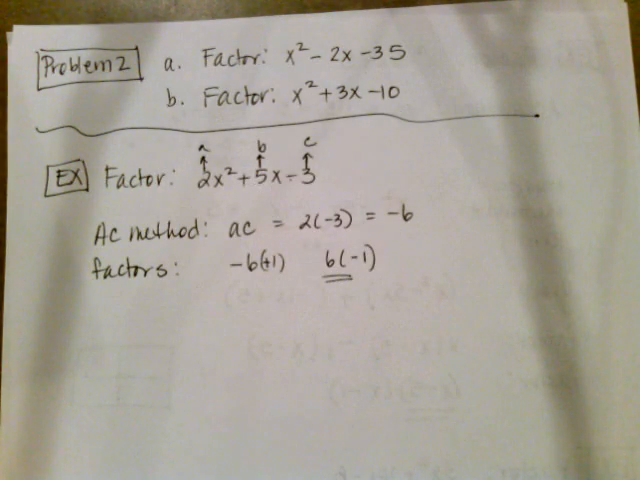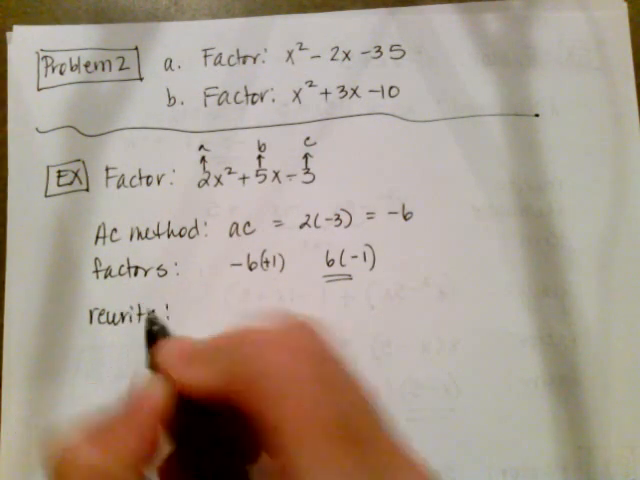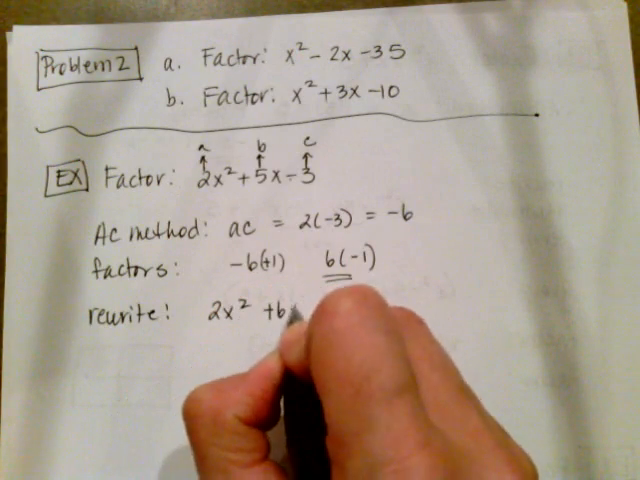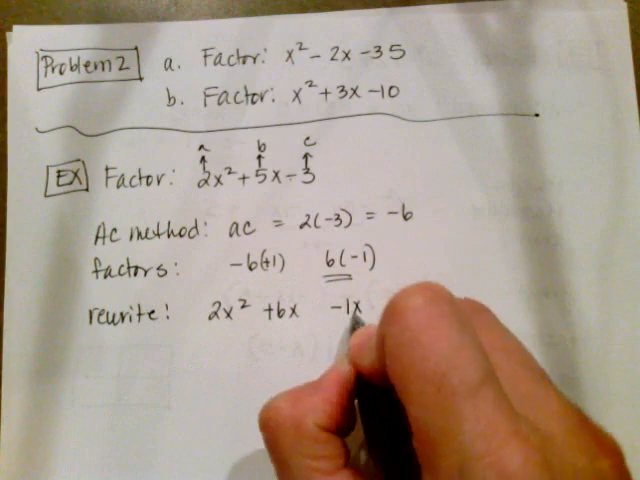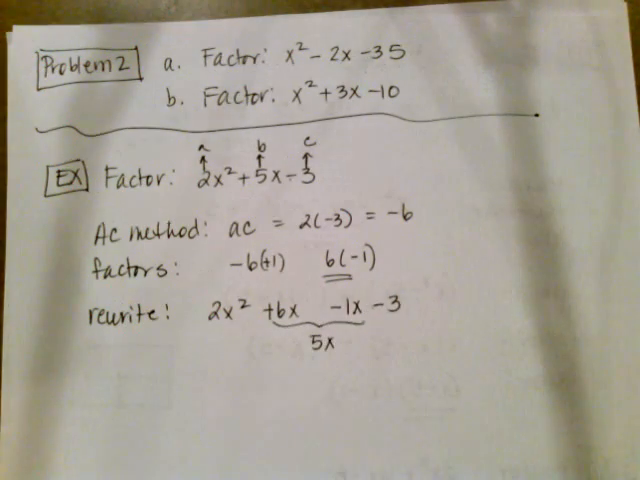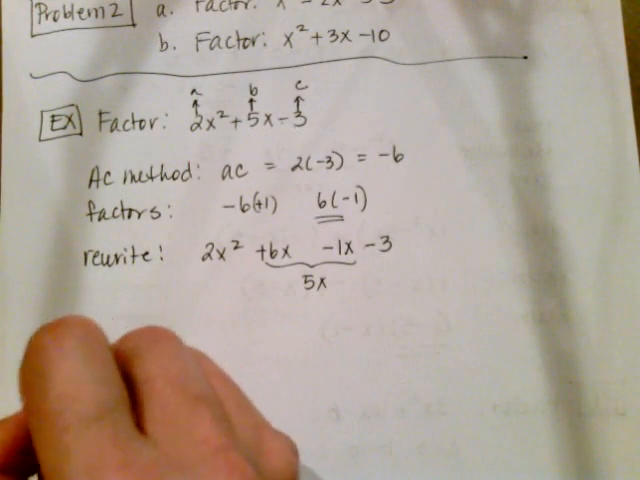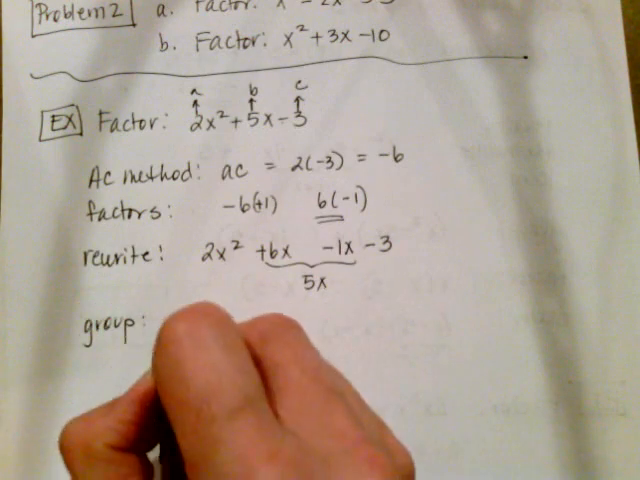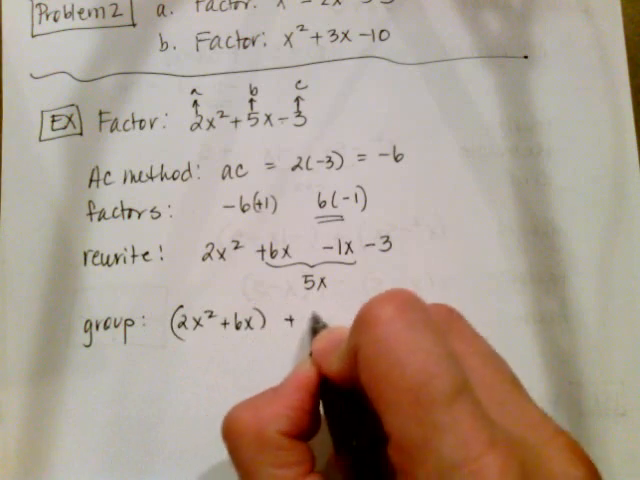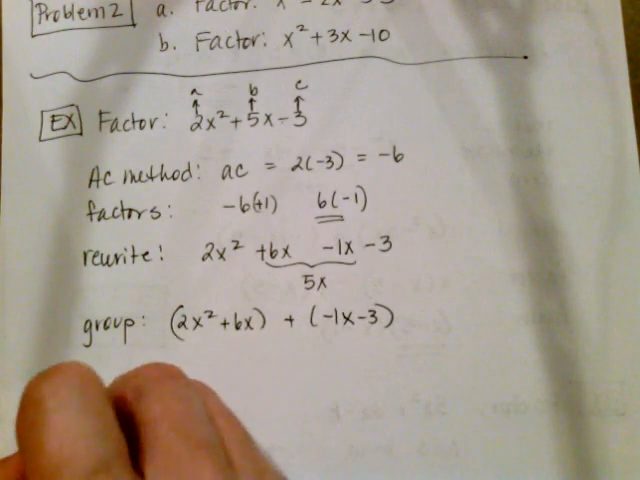Okay? The next step is to rewrite the middle term. So I get 2x squared plus 6x, leave some space, there's the negative 1x, and then minus 3. And again, there's your middle term written in a different manner. Okay? Now I'm going to group, and I'm going to do 2x squared plus 6x, those guys are going to be grouped, and then negative 1x minus 3. Now I'm going to factor.